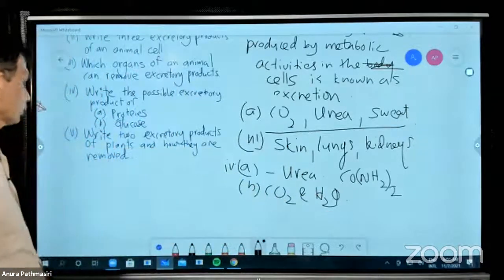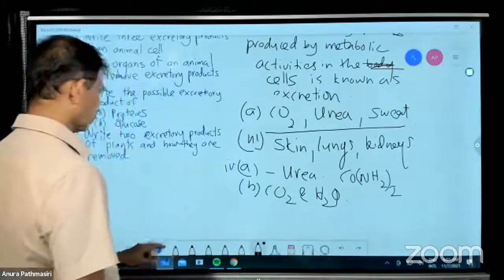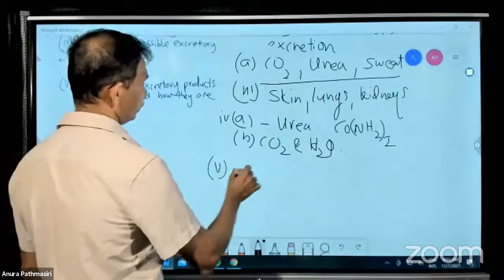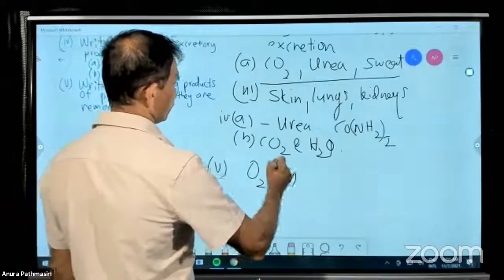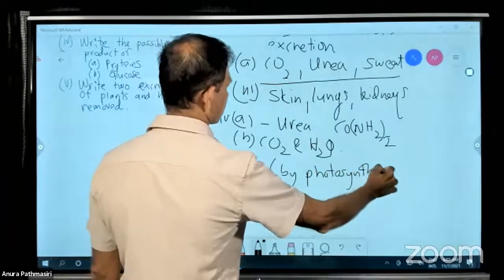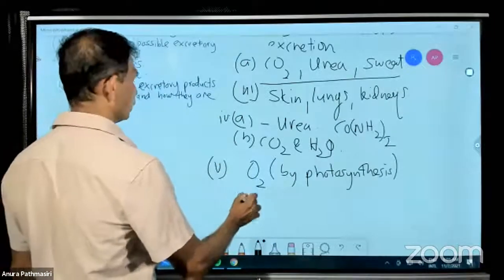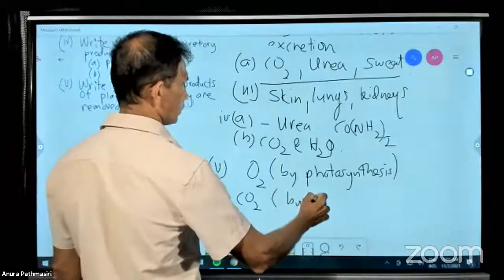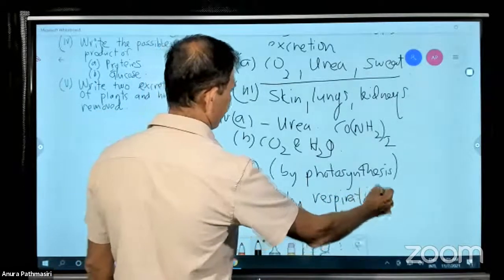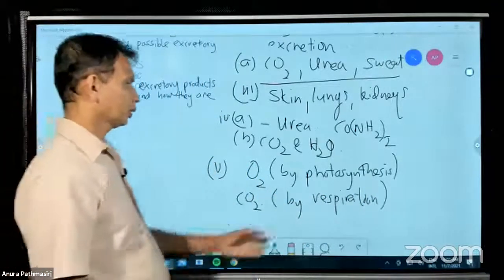Write two excretory products of plants. One, oxygen by photosynthesis. And carbon dioxide by respiration. Carbon dioxide and water. Oxygen by photosynthesis, CO2 and water by respiration.